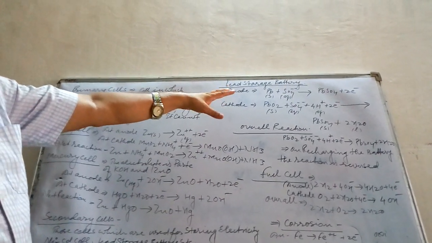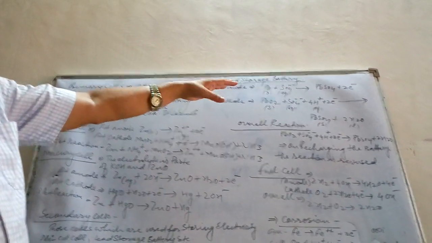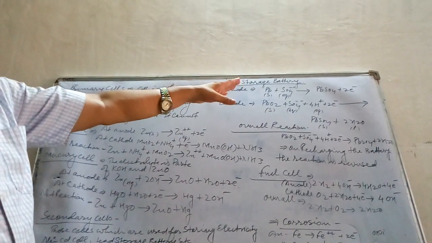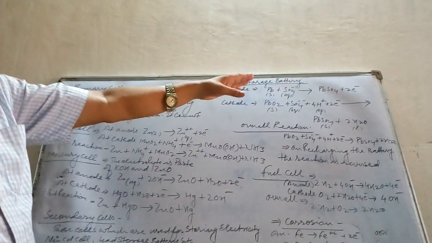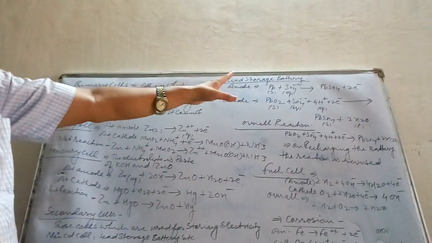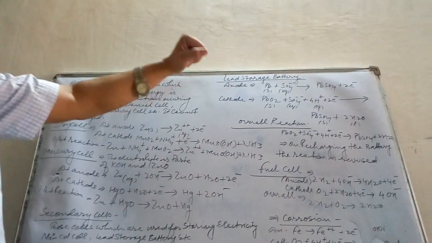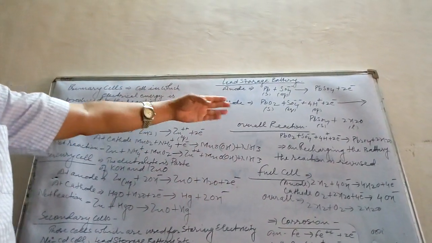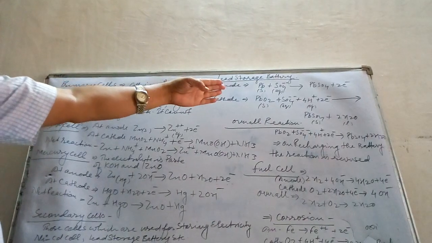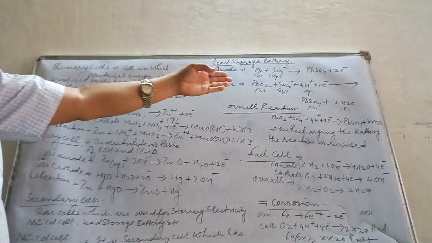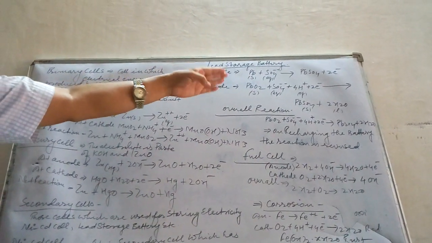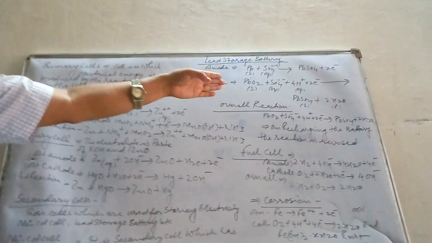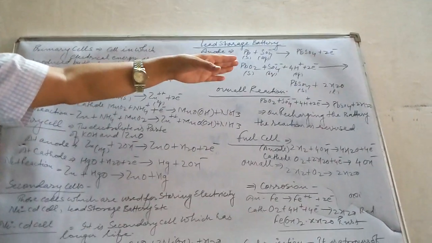Inside the battery, solid lead reacts with aqueous sulfate ion to give lead sulfate and releases 2 electrons. So at the anode there is oxidation. At the cathode, solid lead oxide reacts with sulfate ion, hydrogen ion and electrons. It again gives lead sulfate and water.